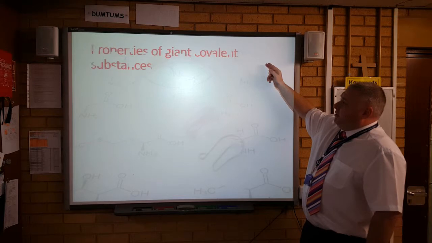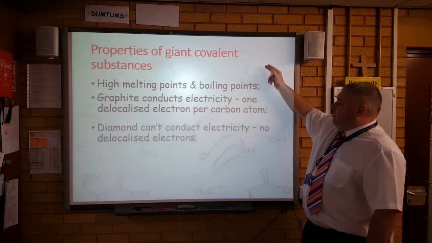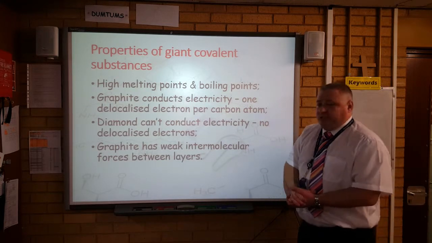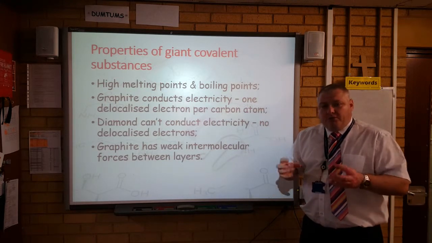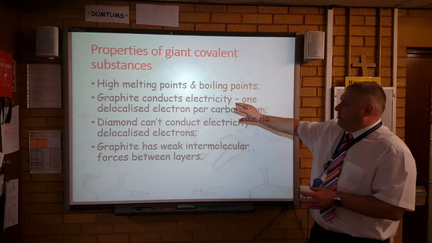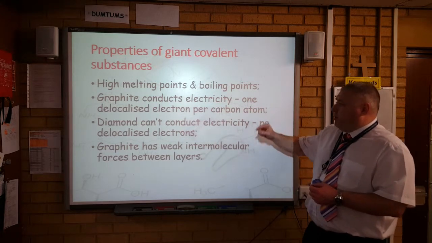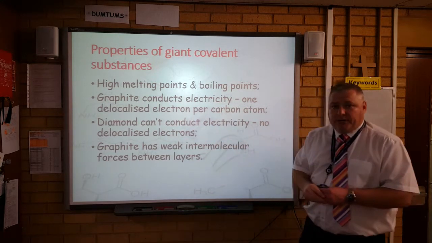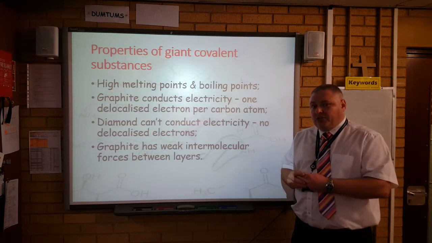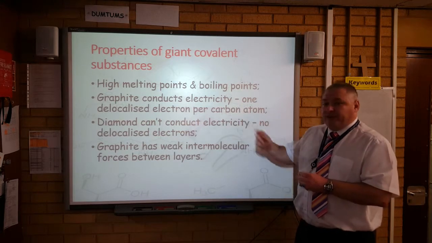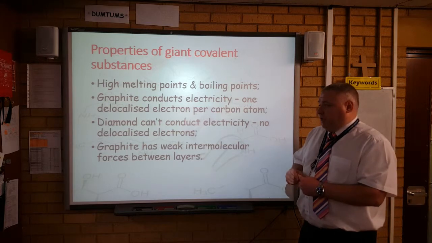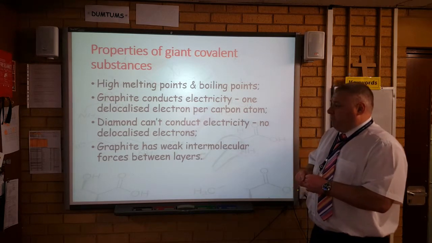So, to summarise, properties of giant covalent substances. Well, they all have high melting points and boiling points, and this is due to the strong covalent bonds between the carbon atoms. Graphite can conduct electricity because it has 1 delocalized electron per carbon atom. So remember, carbon has 4 electrons in its outer shell, but only 3 of those electrons are involved in bonding in graphite, so that other extra electron is available to be delocalized if you apply a voltage to it.